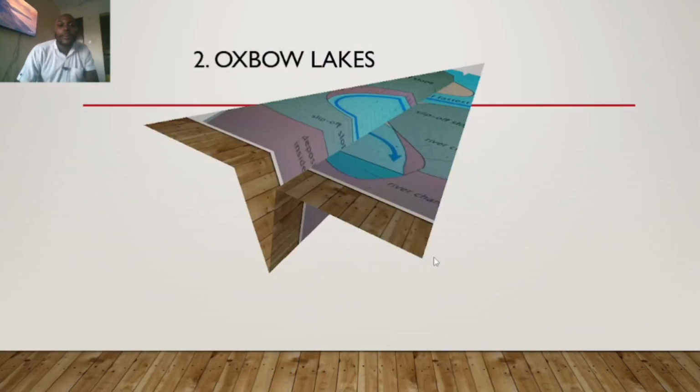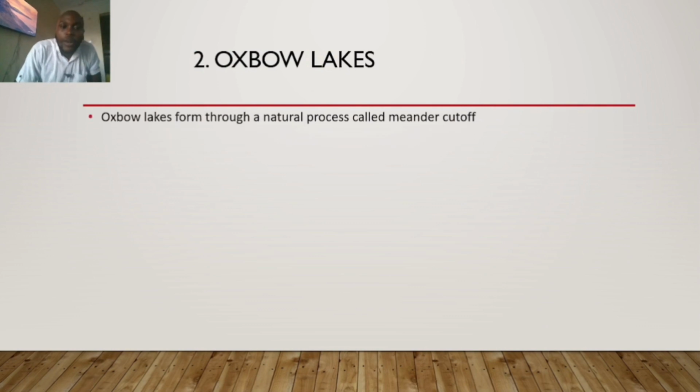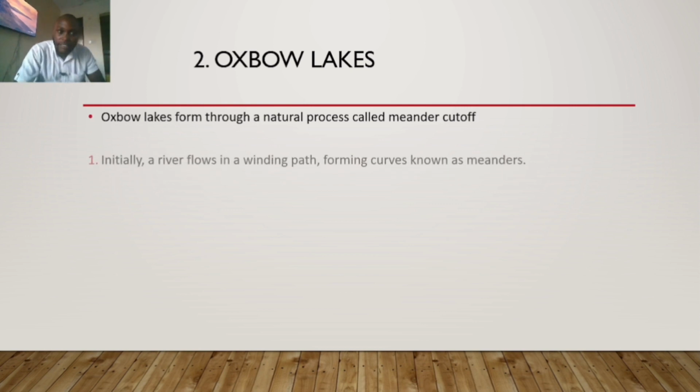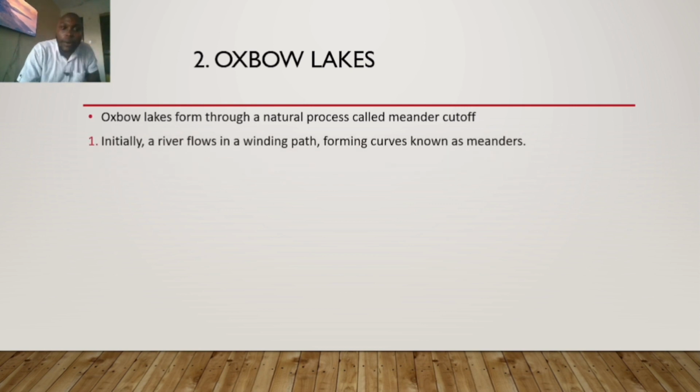It's clear? Now let's look at oxbow lakes. Now oxbow lakes form through a natural process called meander cutoff. Okay, when we have that meander and it's cut off, whatever is going to happen, we're going to have that oxbow lake. Now let's look at it. Now initially a river flows in a winding path. Of course, you know that meandering path, okay, forming curves known as meanders.